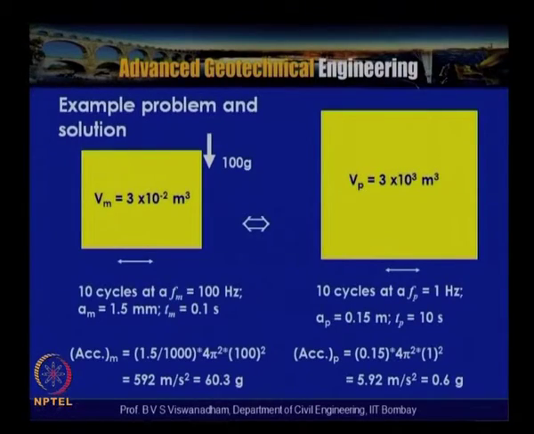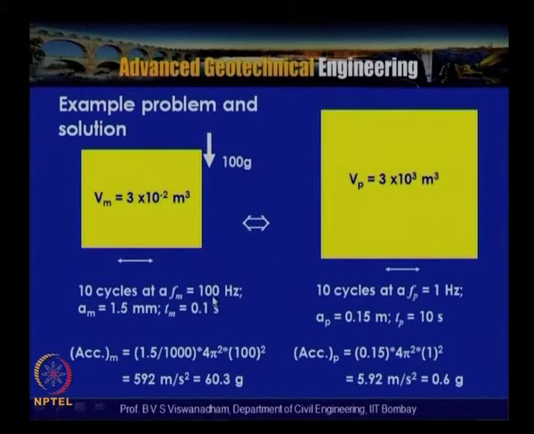Now before looking into the different types of requirements of the containers and shaking systems, let us look into an example problem. Consider that we have a small volume which is 3 into 10 to the power of minus 2 meter cube, subjected to say 100 gravities, and the equivalent volume is nothing but 3 into 10 to the power of minus 2 meter cube into 100 cube. Let us say that this is subjected to 10 cycles at a frequency of 100 Hz and with an amplitude of 1.5 mm.